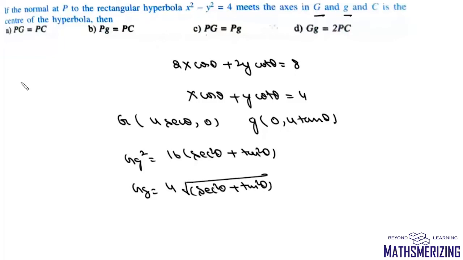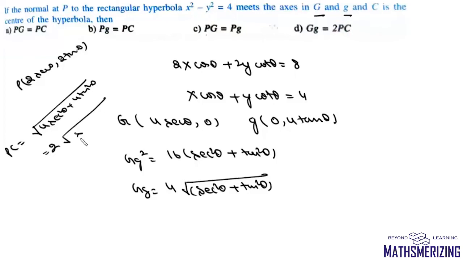Now this point P is (2 secant theta, 2 tan theta). If we find this distance PC, this distance will be under root of 4 secant square theta plus 4 tan square theta. It will be 2 times under root of secant square theta plus tan square theta. So we can write this as 2 times PC. So the condition that we'll get is Gg is 2 times PC, and that's your option number D.